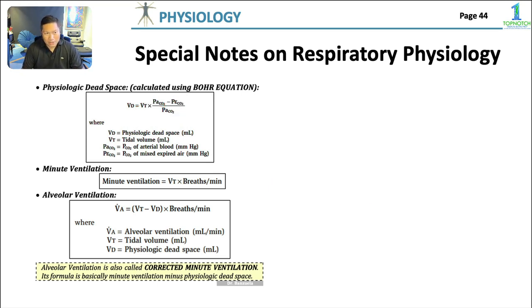So, let's take a look. Importante itong formula na to. Been asked several times in the med boards. So, we gave you a poster. Ilagay nyo lang yung poster ng physio equations dun sa tapat ng study table ninyo.